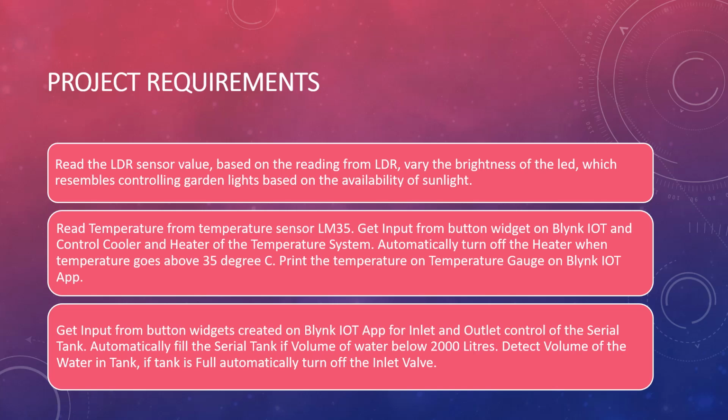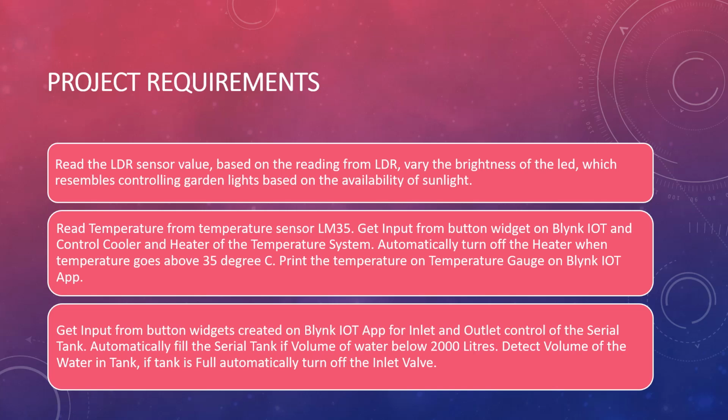Then the temperature control system. Manage the temperature of the environment by controlling a cooler and a heater based on temperature reading. The component which is used is the LM35. The temperature system itself contains that LM35, which measures the current temperature. Cooler and heater are the devices to regulate temperature. Then the Blink IoT app provides user control and displays temperature data. Read temperature data from the LM35 sensor.